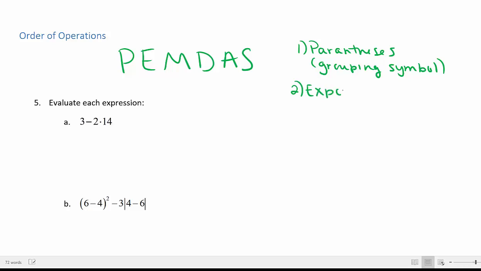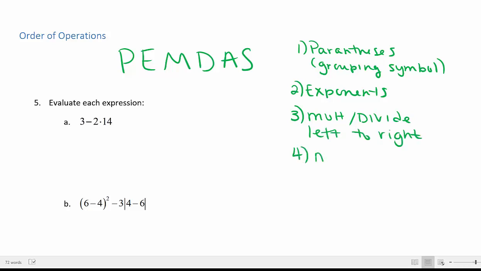The E stands for exponents. And then the M and the D go together. They stand for multiplying and dividing. And you always do those operations from left to right. The A and the S also go together. They stand for adding and subtracting. And again, you want to do that from left to right unless you change everything to addition. Addition is something that you can do in any order. So let's see how this works with some examples.